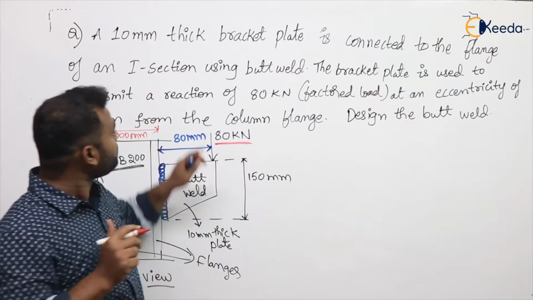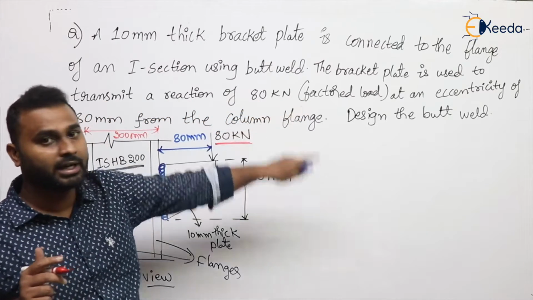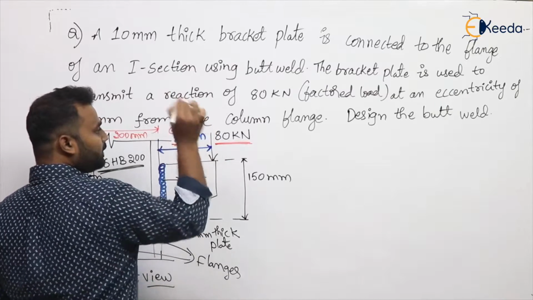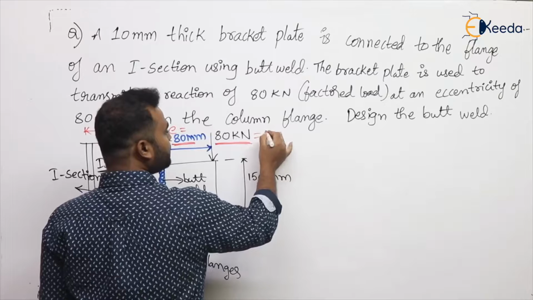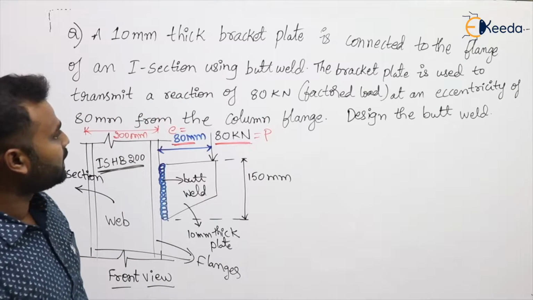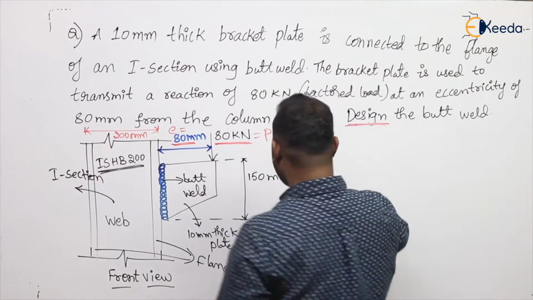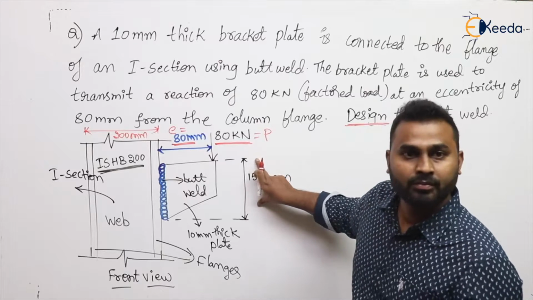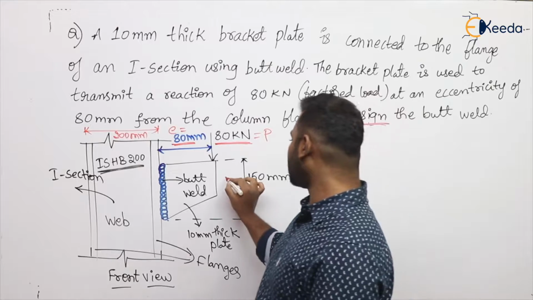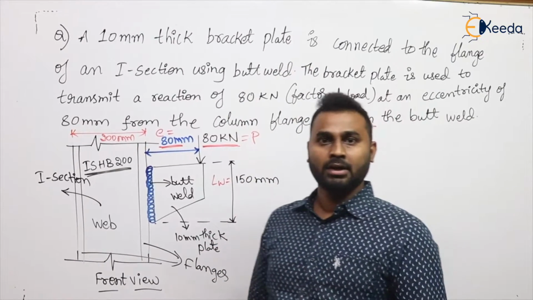Now this bracket plate is used to transmit a reaction of 80 kilonewton factored at an eccentricity of 80 mm. So this is the eccentricity E and the factored load, let us take it as P or PU, whatever it may be. Now what is asked? Design the butt weld. What is meant by design? Here the depth of the bracket is already given. We know the depth of the bracket itself is equal to the length of the weld. So this is nothing but the length of the butt weld, that is LW. It means the length of the weld is given.